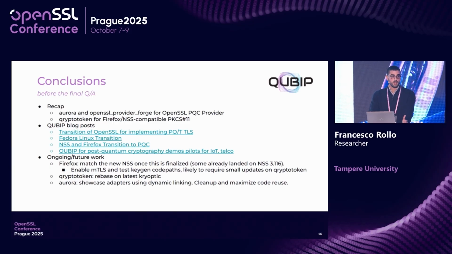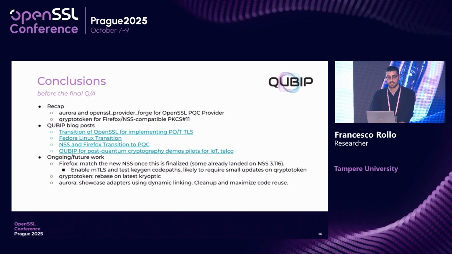But as I said before, our QUBIP Firefox is a fork of Mozilla Firefox. And Mozilla Firefox NSS is in turn downstream to the main NSS. So we are also downstream to the Mozilla Firefox NSS. Once there is a new refresh inside Firefox, we will, of course, rebase and match the new NSS and maybe drop our changes. Then we also want to demonstrate mutual TLS, so we want also to demonstrate client authentication with post-quantum algorithms.